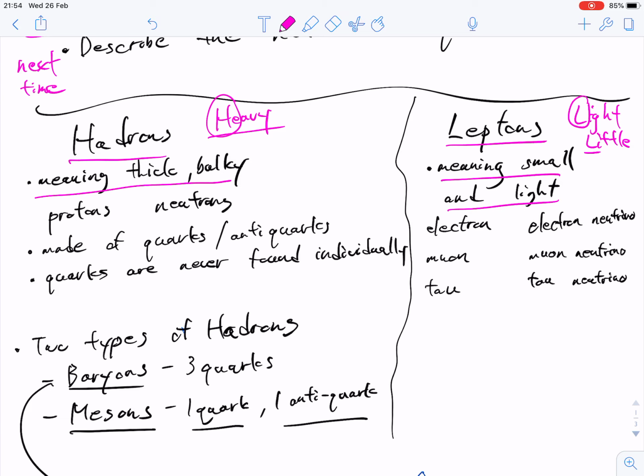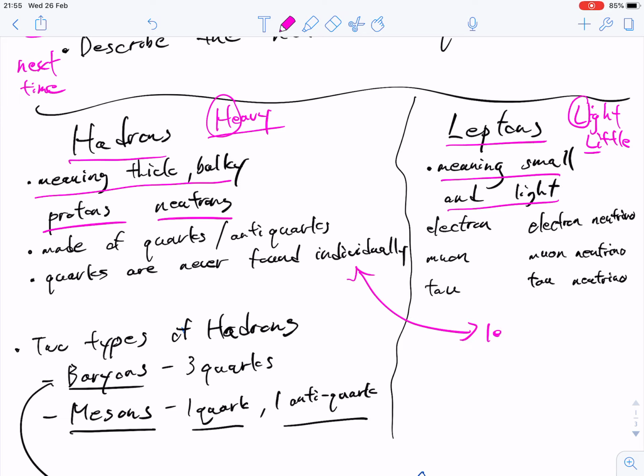Hadrons include two of the most fundamental particles we've studied in the past. The proton and the neutron are both categorized as hadrons, and we'll see a little later that they're what we call baryons. Hadrons are made up of quarks or antiquarks, and quarks can never be found individually. This is in opposition to leptons, which can exist on their own.